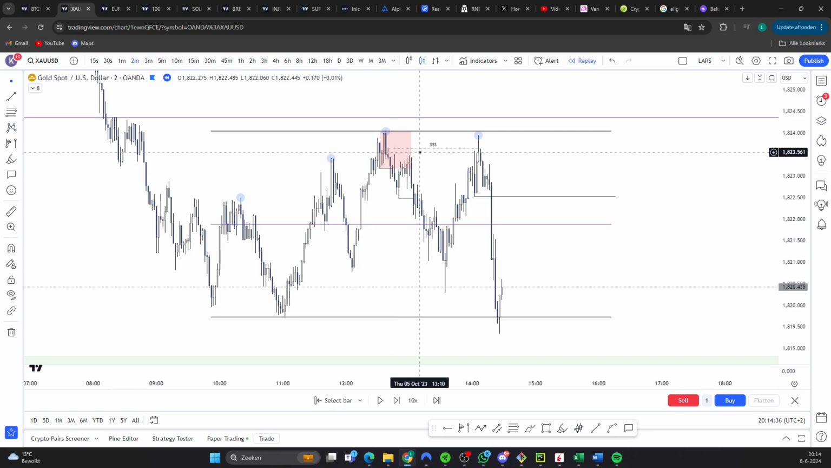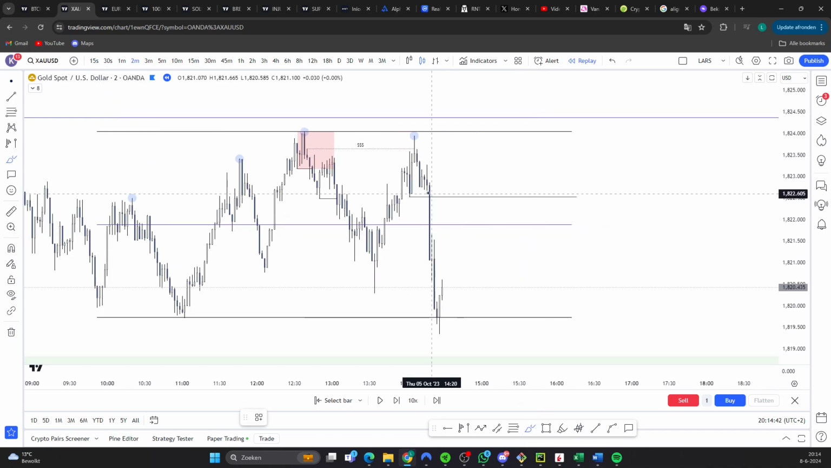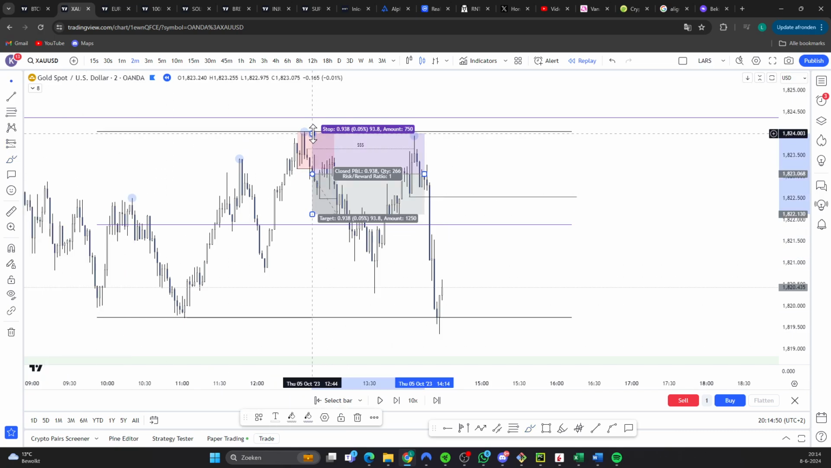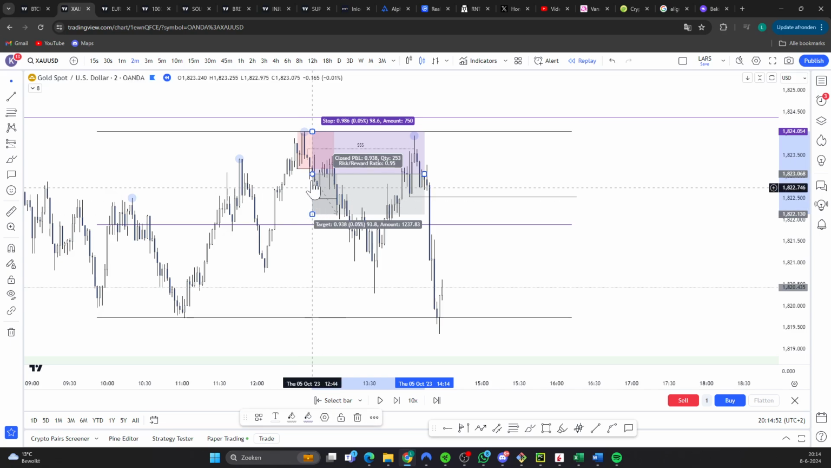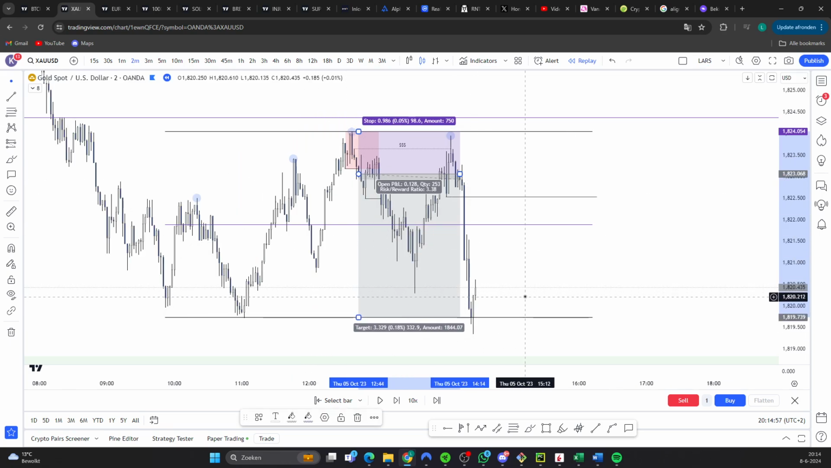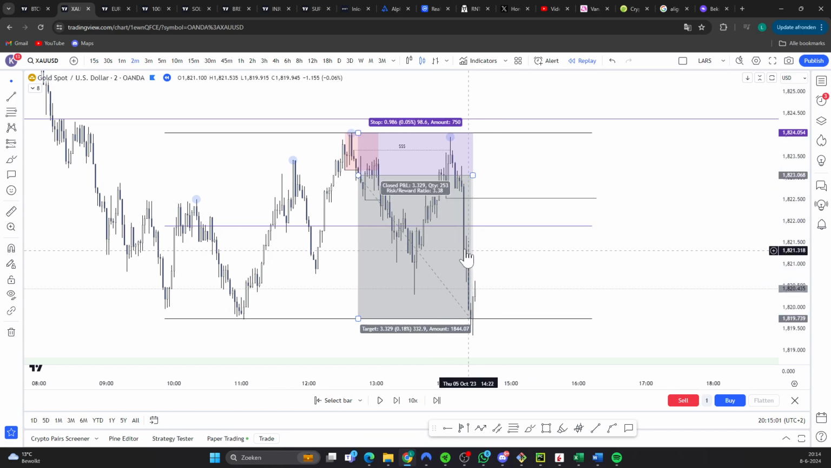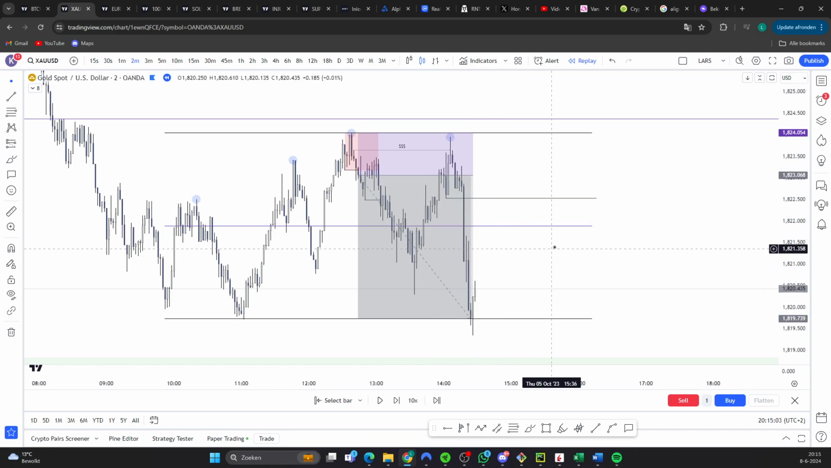This turned into a Model 2 distribution. It hit its target, but we did not get the re-entry because the break was this aggressive. Now, the thing is, you could argue this was our initial entry. That's the Model 1. And then if you just kept the trade open like this, you have a 3R win in trade. Okay, 3.4R. Amazing.